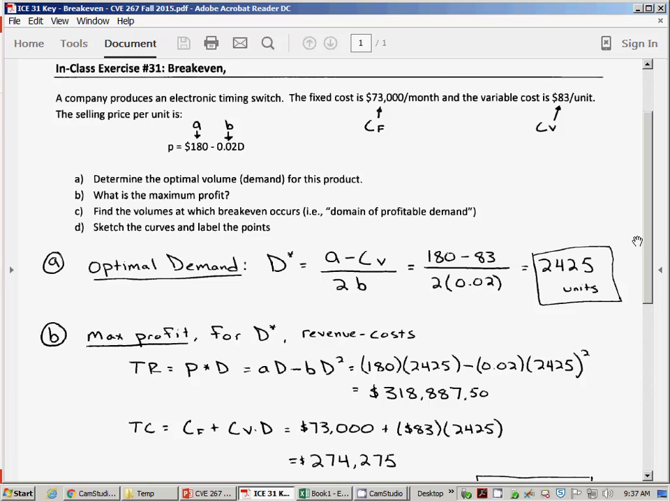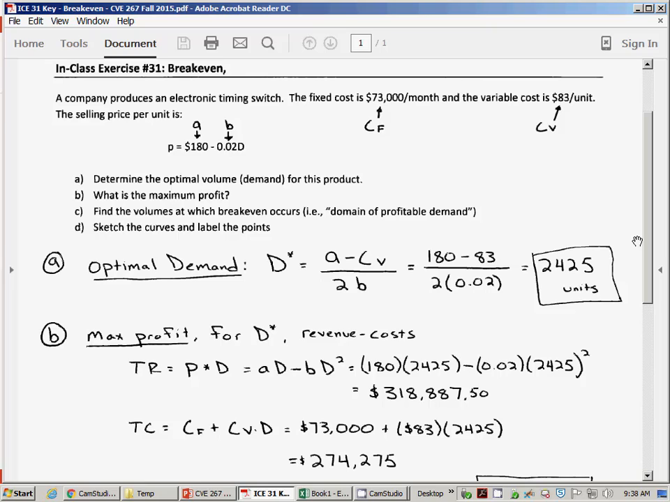131.5? All right. So you can find your revenue at optimal demand by multiplying the number of units sold by the price that you're charging for each unit. So the price for each unit, $131.50 multiplied by 2425 items. And that will tell you the revenue part of it.